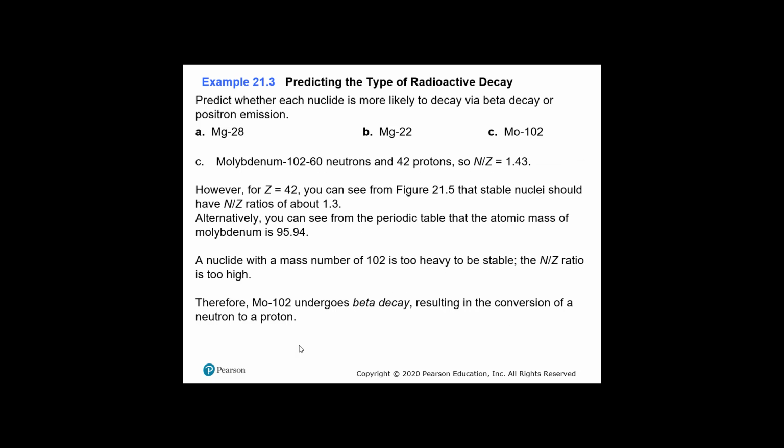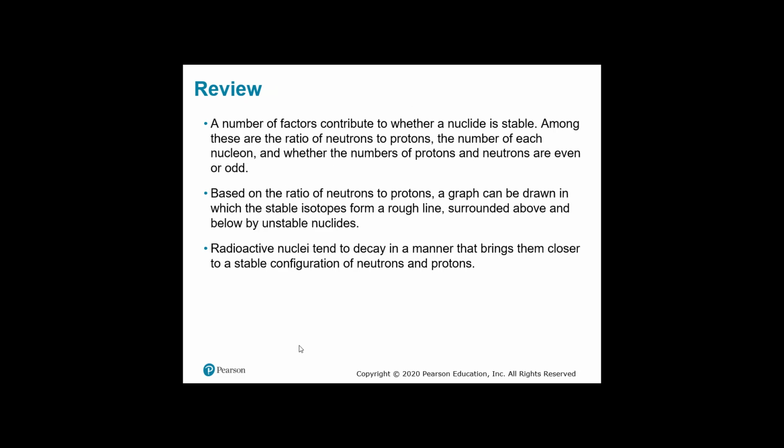And then the last one is molybdenum 102, which is 60 neutrons and 42 protons. It gives a number of 1.43. However, for Z equals 42, we see that the stable nuclei should have a ratio of 1.3. You can also see from the periodic table molybdenum is 95.94. So this is too heavy, and that ratio is too high. So this is going to undergo beta decay, a conversion of a neutron to a proton.